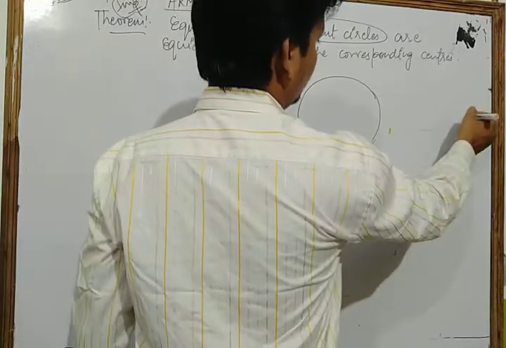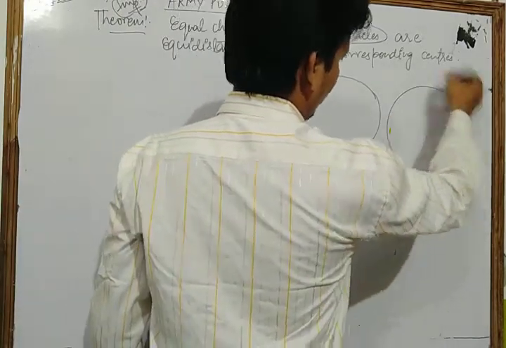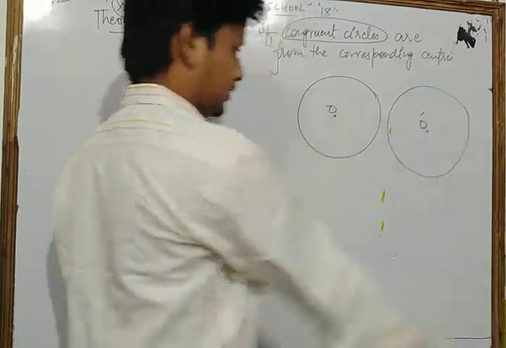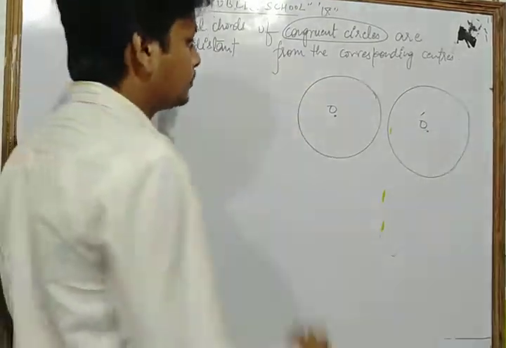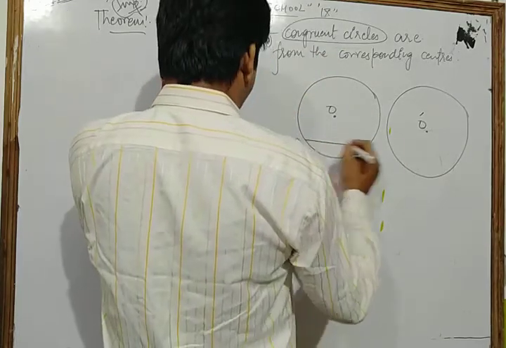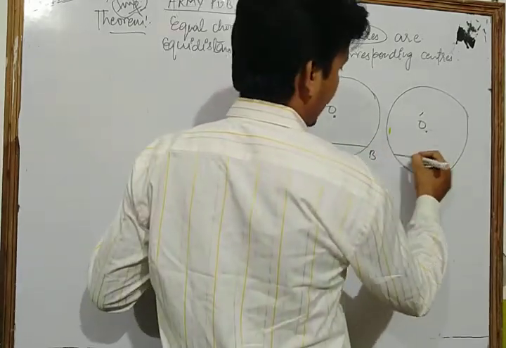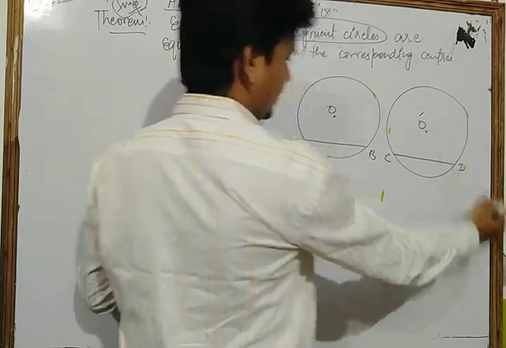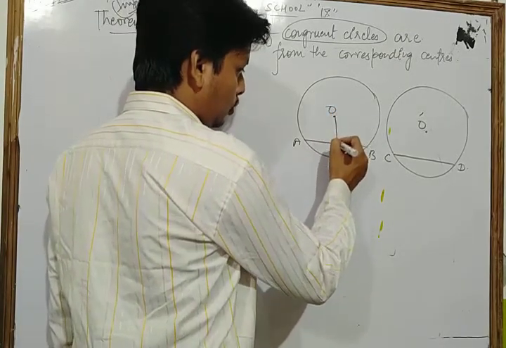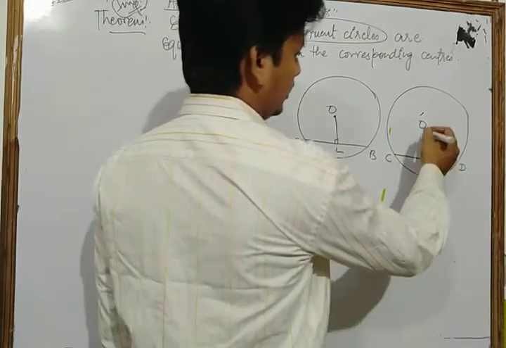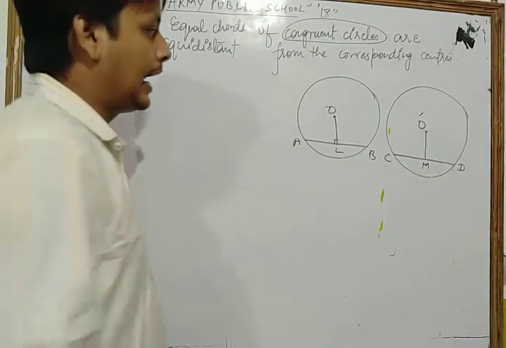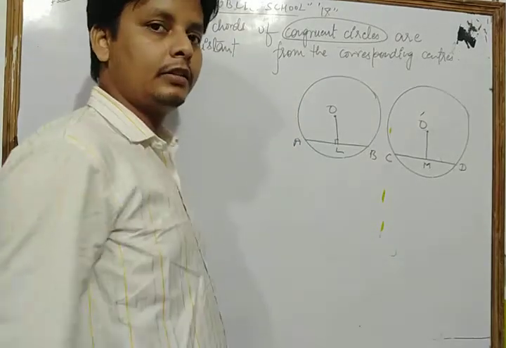Here we draw two congruent circles with center O and O dash, and in both the circles we draw two equal chords AB and CD. In that diagram we draw OL perpendicular to AB and OM perpendicular to CD, and we have to do some construction in that figure.